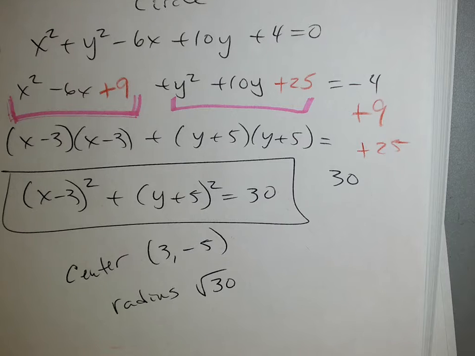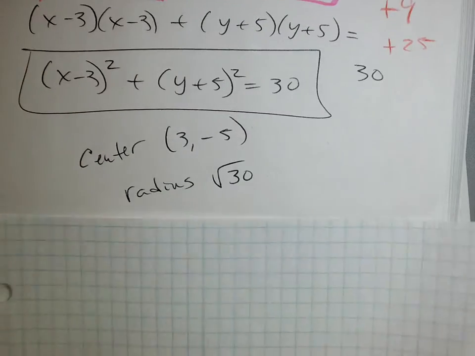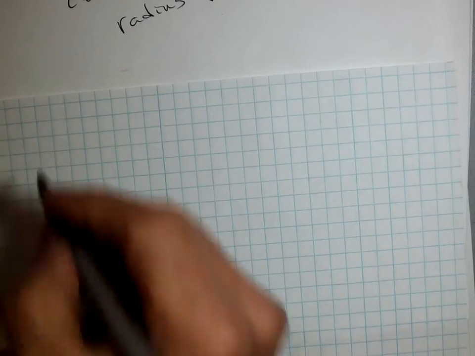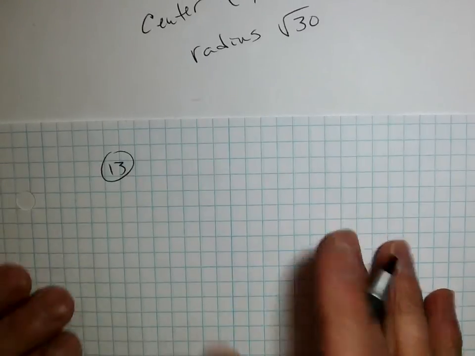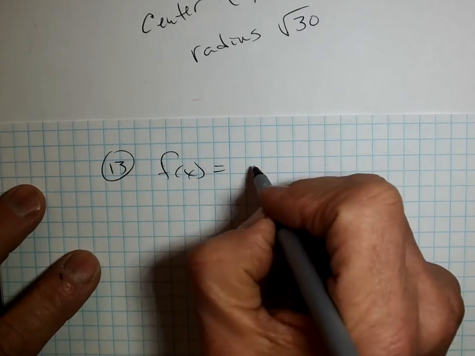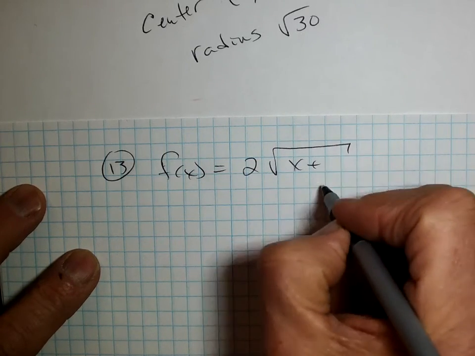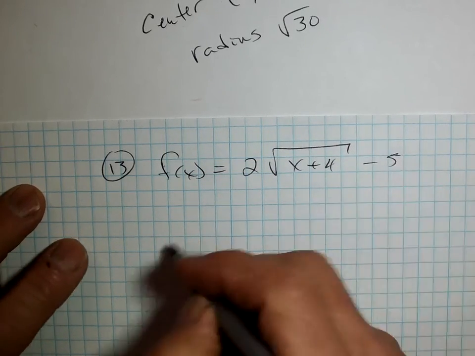Okay, now, 13. I need some graph paper. I got one sheet left. That's all I need, right? Because we're at the end, right? So one's all I need. Okay, so number 13. I have f of x equals 2 square root of x plus 4 minus 5.